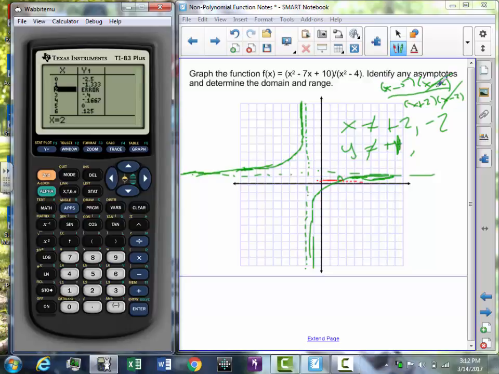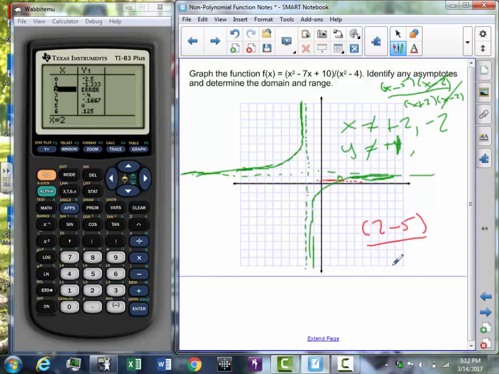And plug it into the canceled out function. You know how we had a function up here of x minus 5 over x plus 2, times x minus 2 over x minus 2, and we canceled away an issue? Well, now rewrite it as 2 minus 5 over 2 plus 2. That would be the remaining part of the function.